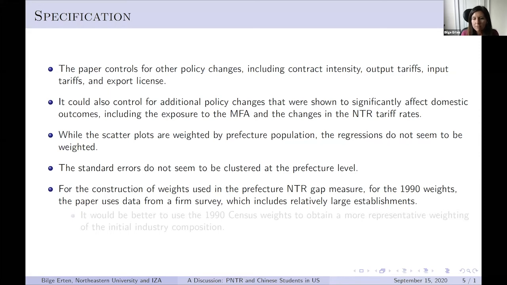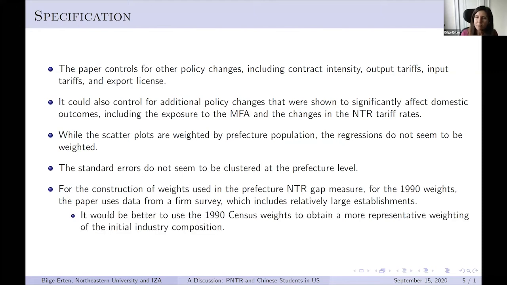For the construction of the weights, for the 1990 weights, you're using the firm survey data, but that's focusing on large establishments and is going to miss employment in small firms. And so it can be better to use the 1990 census to obtain a more representative weighting of the initial industry composition.